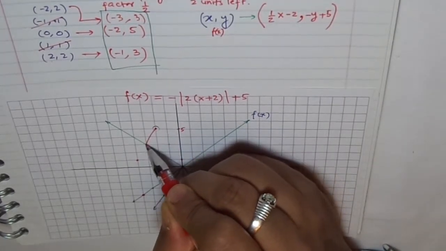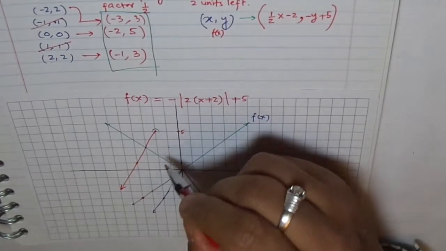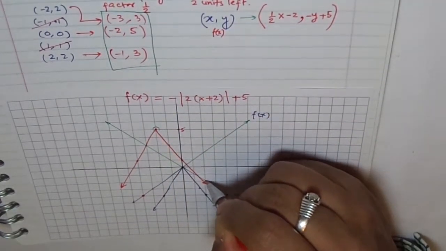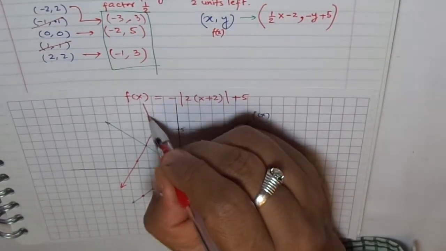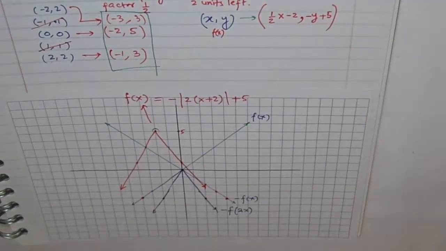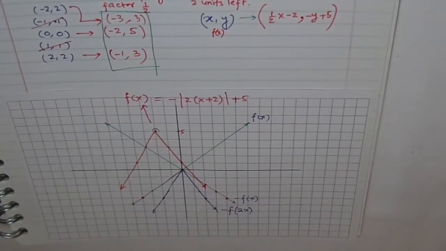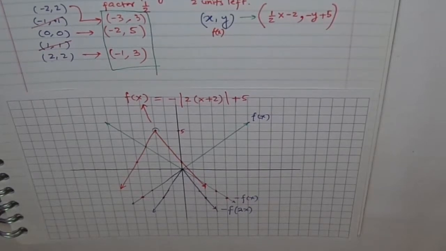So let's join them. Here we are. So this becomes our transform function, f(x). Do you see that? So in this video, you saw how to transform an absolute function.